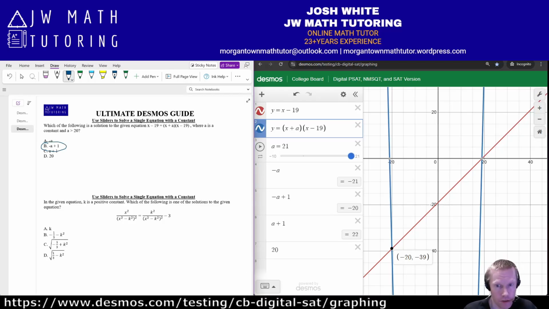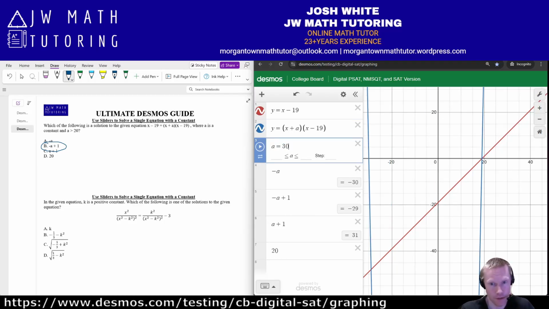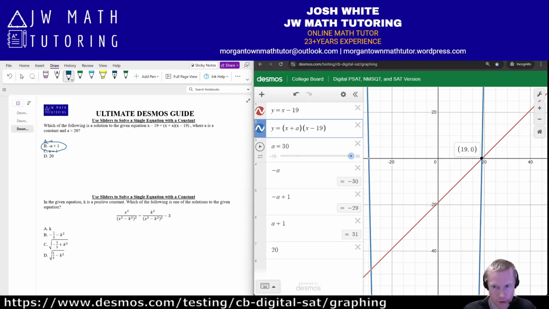Now, we could also just move the slider to another value just to confirm that it will still be answer choice B. So let's say I jumped it up here to 30, right? Now notice these answer choices automatically adjusted. So my two solutions, one of them is still 19, and I don't see 19 anywhere. But down here, I now have negative 29. So do I see negative 29? Yes, it's the second one listed. It's answer choice B again. So this is just confirmation that regardless of what value you pick for a here, as long as it's greater than 20, you should get answer choice B as the correct answer.